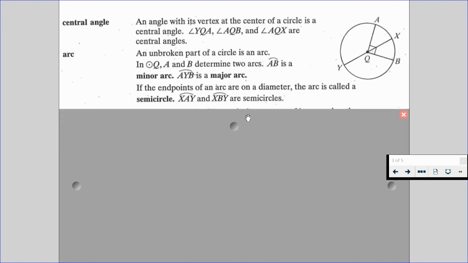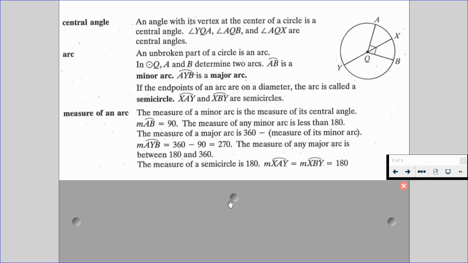If the endpoints of an arc are on a diameter, then the arc is called a semicircle. So arc XAY and XBY, those 2 arcs are semicircles because Y and X are on the diameter. So we have a semicircle, a circle split in half.